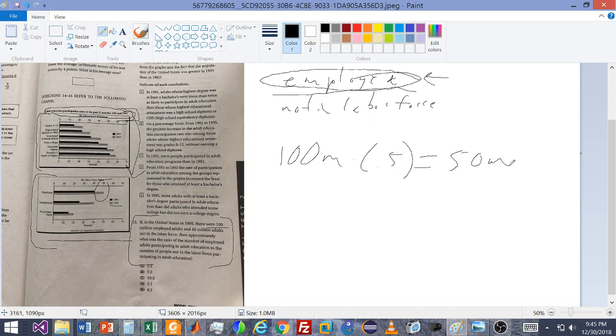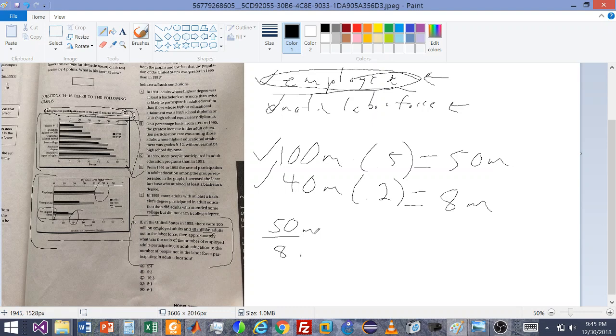So that gets us this top part. And now let's find this bottom part. Not in the labor force, they give us 40 million. So that's this part here times, well, this is the not in labor force portion. Again, in 1995 it is 20%, so 0.2 as a decimal, equals 8 million. So now we've gotten both the top ratio number and the bottom ratio number. So now we just set it up: 50 to 8, and this is millions.